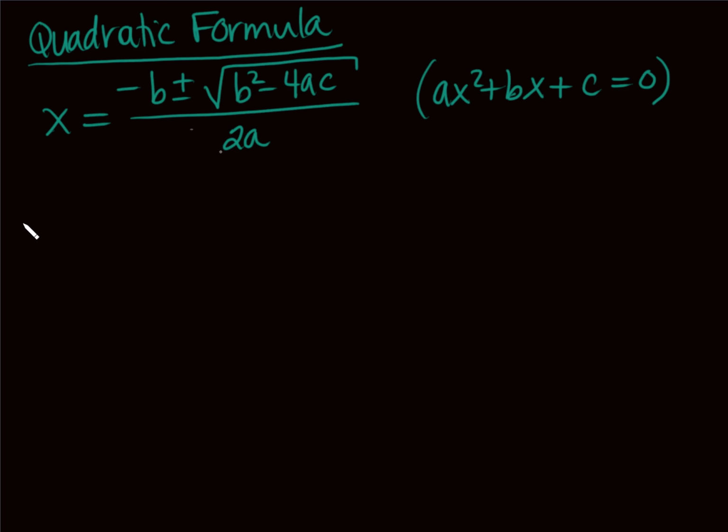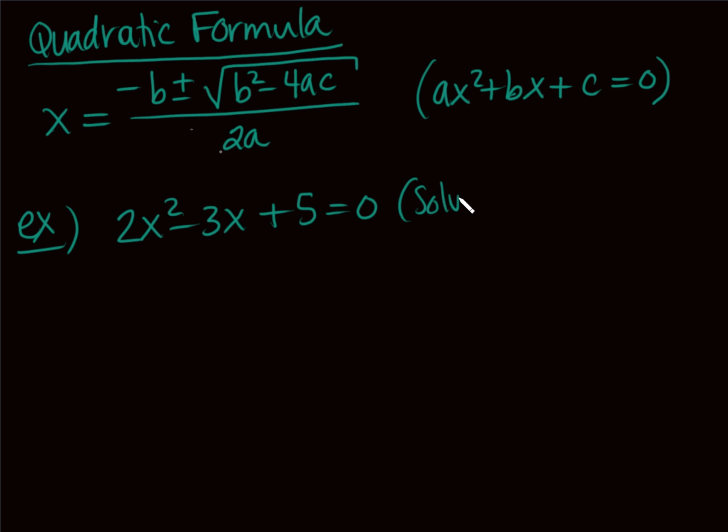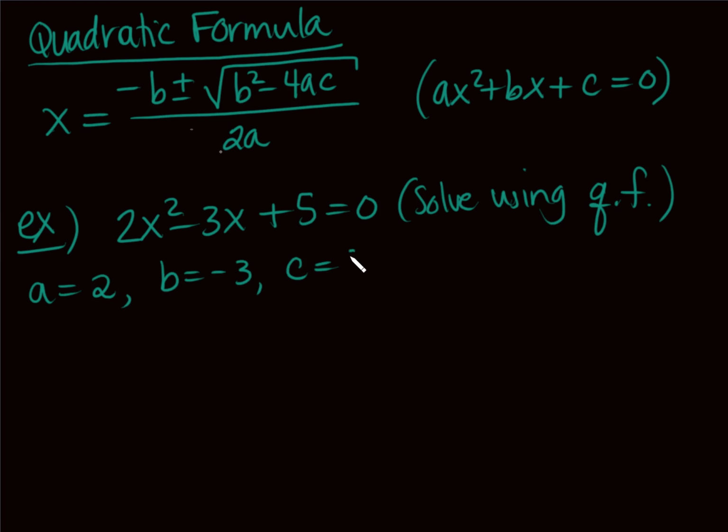So how do we use this? Well, we just follow the rule. If I had 2x squared minus 3x plus 5 equals 0, and I'll say solve using, I'm getting really lazy, the quadratic formula. So what do we know? We know a is 2, b is -3, and c is 5, right? And I just put it in here.